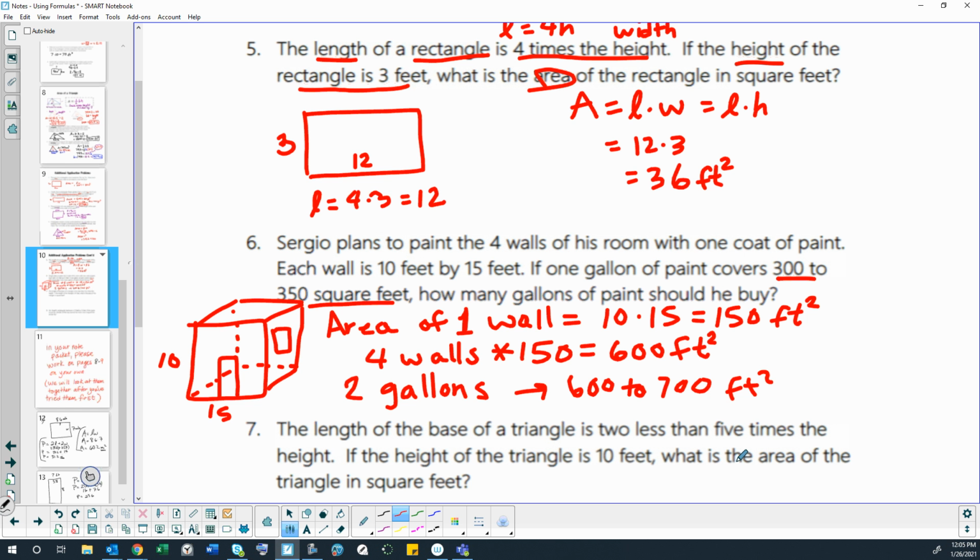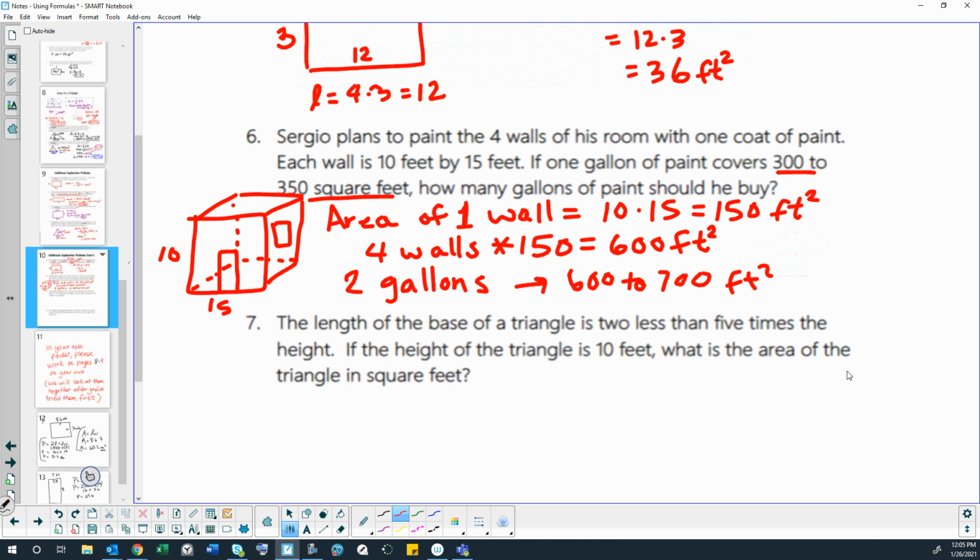Yeah, 2 gallons should be plenty, since we also probably have a door and a window, so it's actually going to be less than that. 2 gallons should be plenty, but 1 gallon is not enough. So there, it actually helps to do calculations on that kind of thing when you're doing a practical project like that.